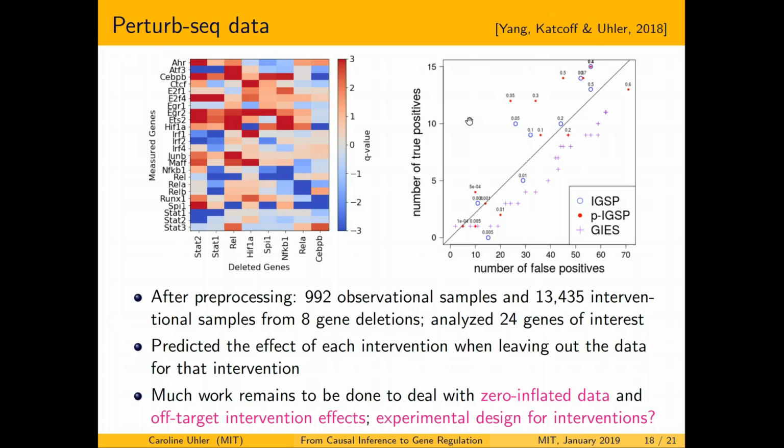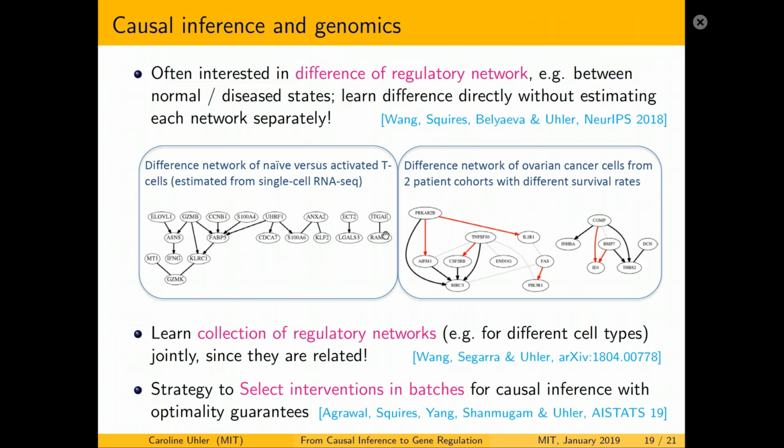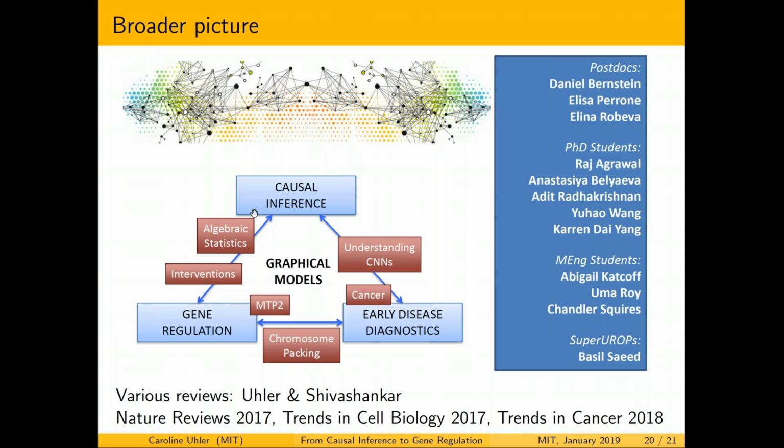Okay, with that, here we have some other biological applications, which I will skip. Here I talked just about this edge between causal inference and gene regulation, but we take it all the way to early disease diagnostics. And we have some more biological review papers that we recently wrote, if this is of interest.